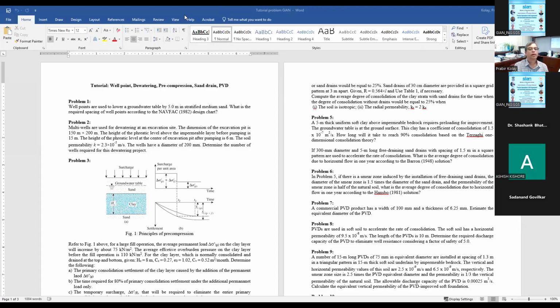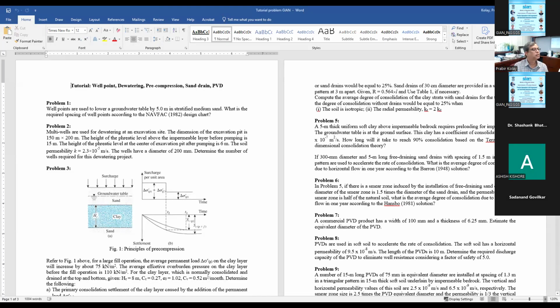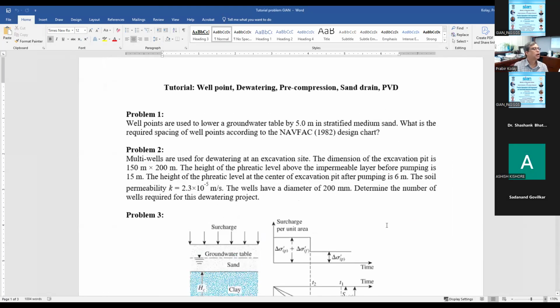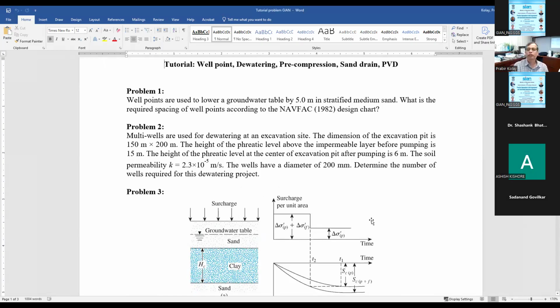See now? Can you see my screen? Yes, sir. Word file is visible. Word file, right? Yeah, word file is visible. Okay. The size maybe. Yeah, this size is comfortable, sir. Okay.